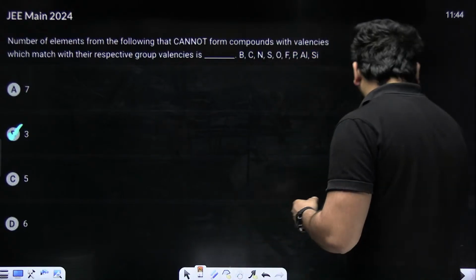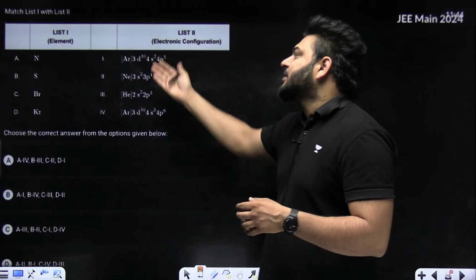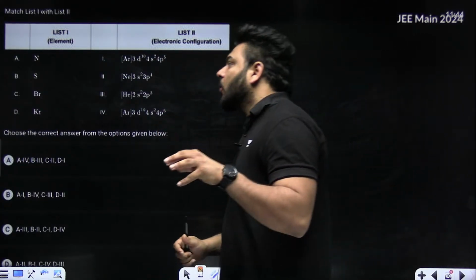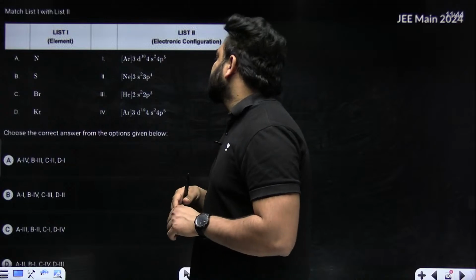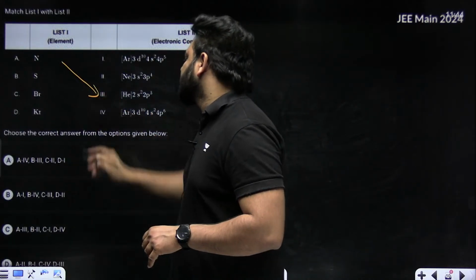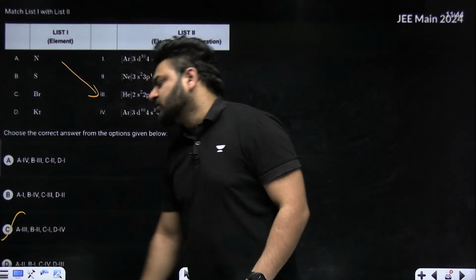Okay, now I'll take you to the next question, also from 2024, and the question is pretty simple. It says we have plenty of elements and we have to match their electronic configurations. Okay, nitrogen: 2s2 2p3. So out of all these options, only one option has first has third.